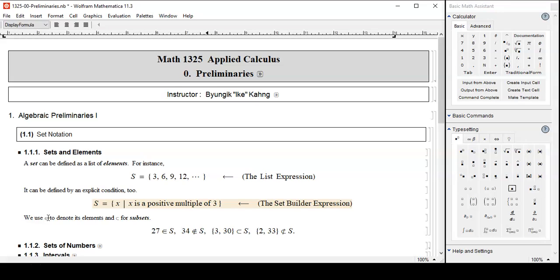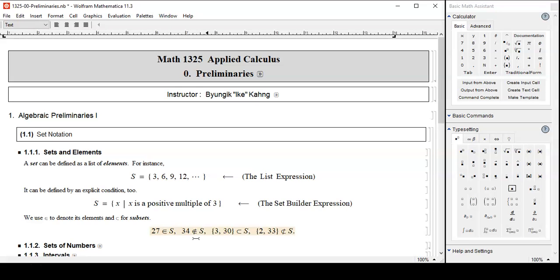Now, we use this kind of expression that looks kind of like an E to denote an element, and then remove the middle bar from that E expression, and that's called a subset. For instance, 27 is a positive multiple of 3, 3 times 9, so that's an element. 34, on the other hand, is not an element, so it is expressed like this, using the E notation with a slash through it.